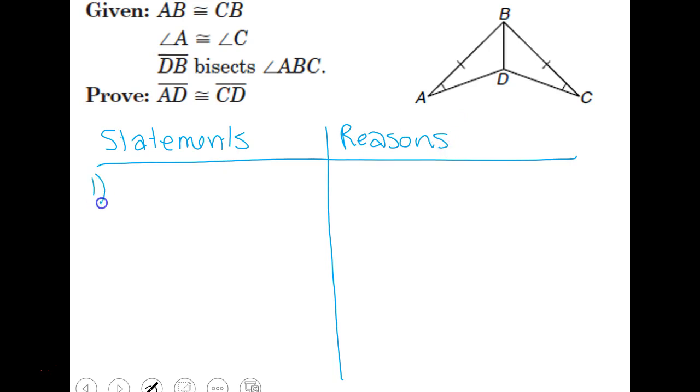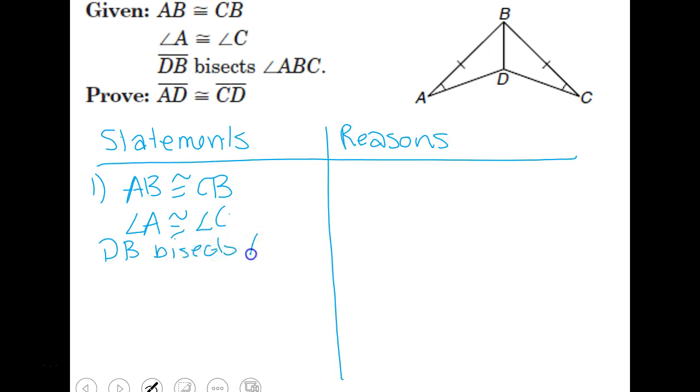And number one is always your given, so we have AB is congruent to CB. We have angle A is congruent to angle C. And we have DB bisects angle ABC, and that is given.